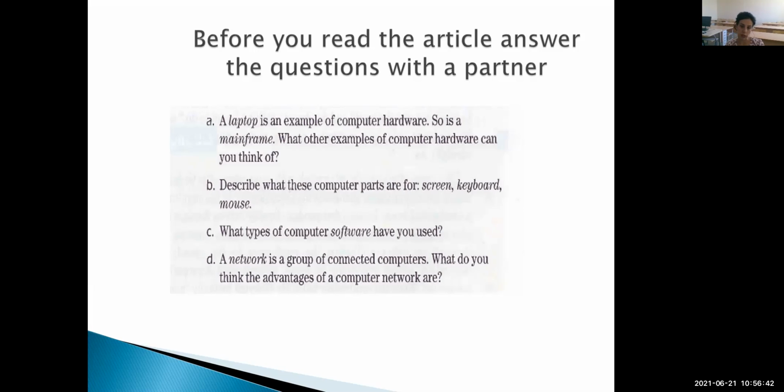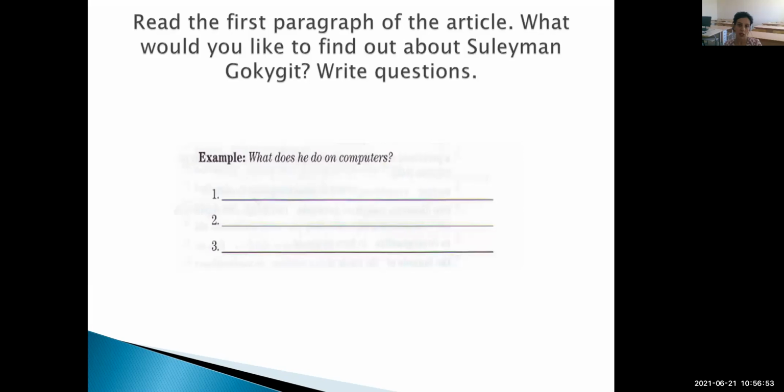So I would like you to continue discussing the advantages and disadvantages of computer network, and share, please, your opinion with me. Then next, read the first paragraph of the article. What would you like to find out about Suleiman Gokit? Write questions. First of all, who is Suleiman Gokit?